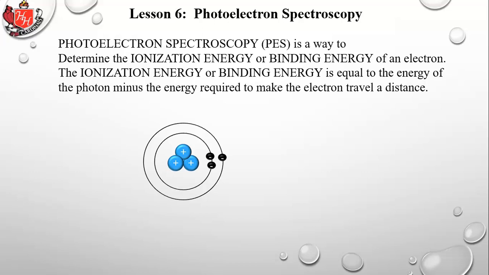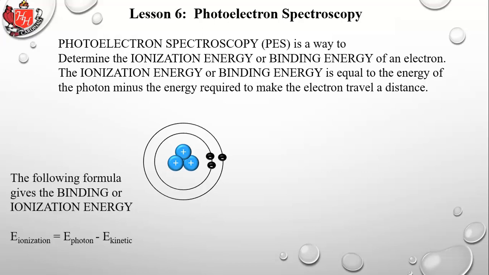Photoelectron Spectroscopy, PES, is a way to determine the ionization energy or binding energy of an electron. So how do they measure ionization energy? This is the method they use. The ionization energy or binding energy is equal to the energy of the photon minus the energy required to make the electron travel a certain distance.